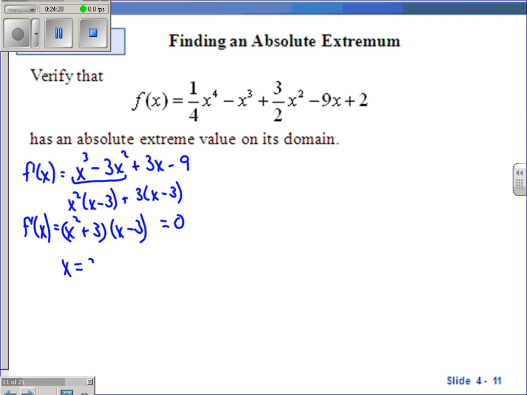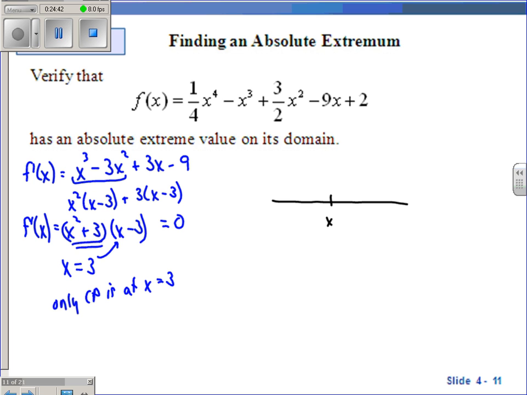So when x is equal to 3, when that factor is 0. Now there's no x value that would make x squared plus 3 equal 0. So the only critical point is at x equals 3. So I can't have but one extremum. Let's check it just to be sure. That's the only place it can change.